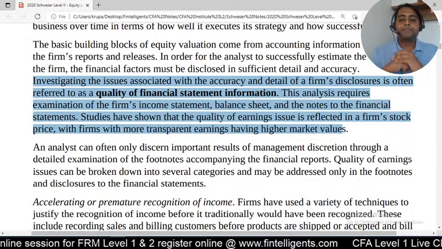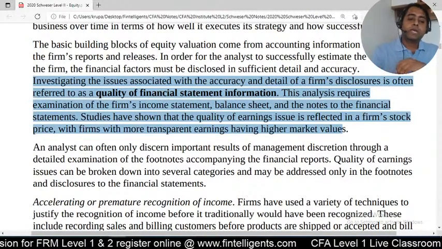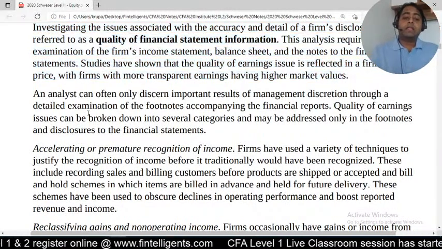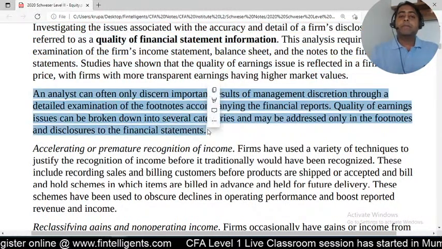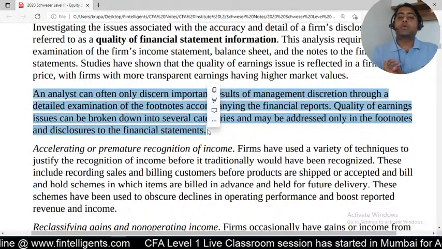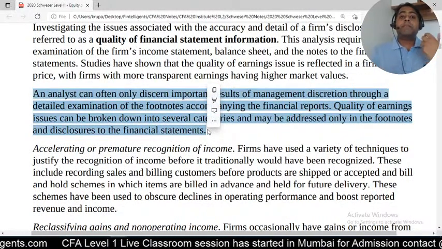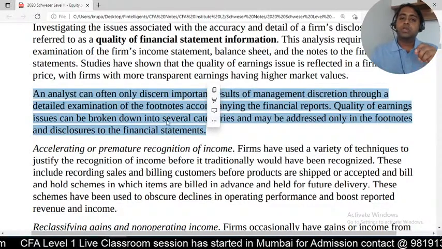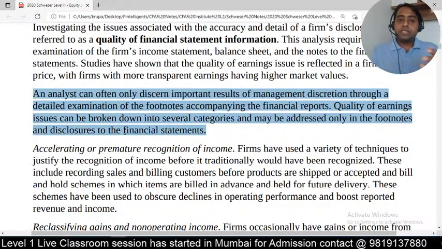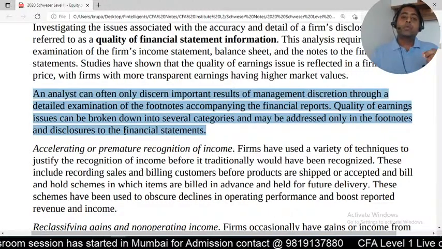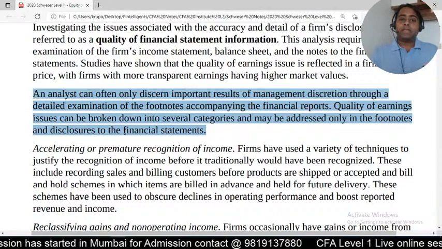All good? An analyst can often only, I'm going to the next paragraph, guys. Now look at this section. Many a times, obviously because of the requirement, you cannot show everything on that balance sheet. You generally have footnotes where the management is giving you some additional information. So you have to be cautious enough, you have to be smart enough to look at those footnotes and try to understand those things which are not explicitly mentioned on the balance sheet.